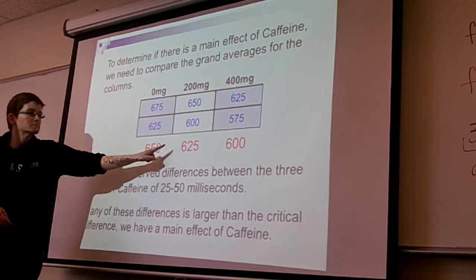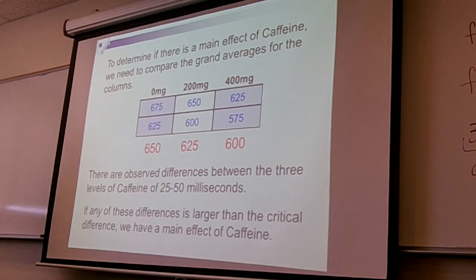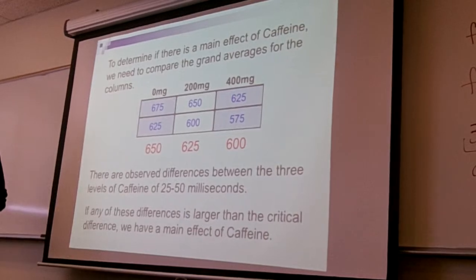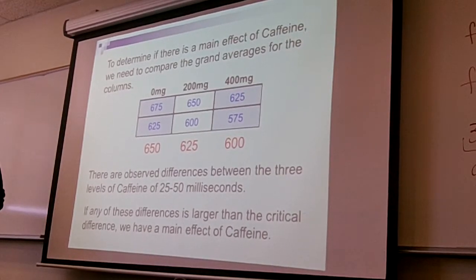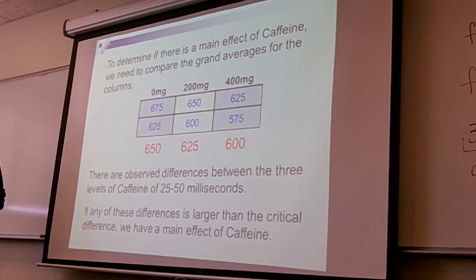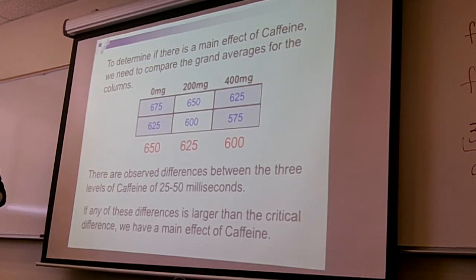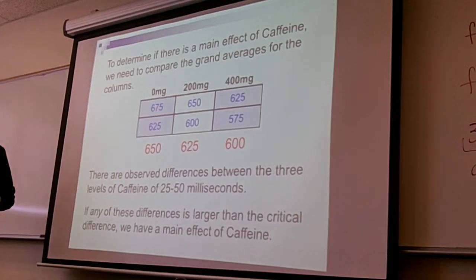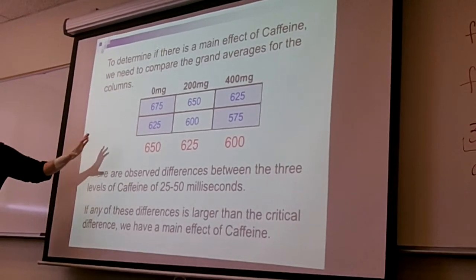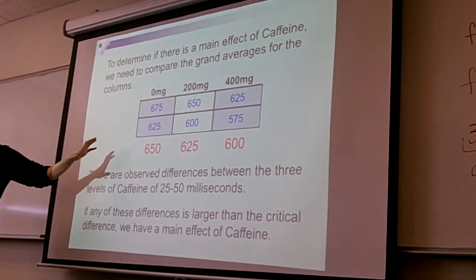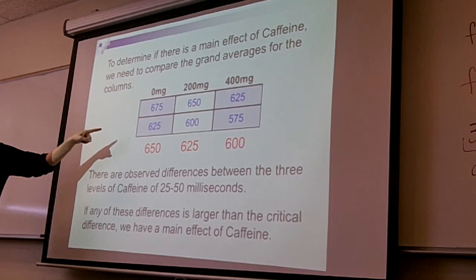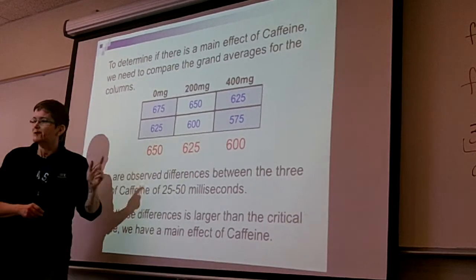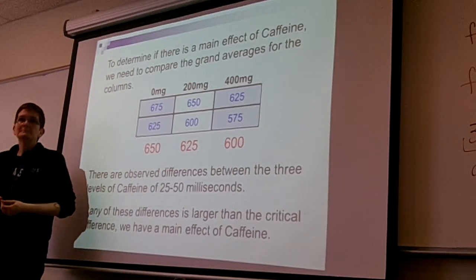Look at the numbers. Think about all the possible differences. What do you think? Are any of the pairs more than 30 apart? Yes. 650 and 600 are 50 apart. Okay. So that means that we would have a main effect of caffeine, and if we did a Tukey test on it, we'd find that it was this comparison that was driving the effect. Okay.